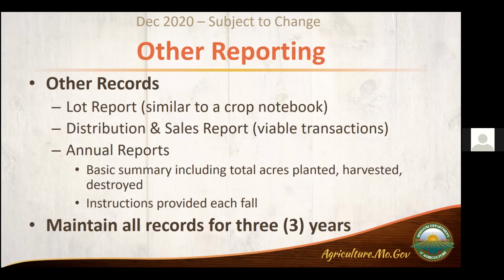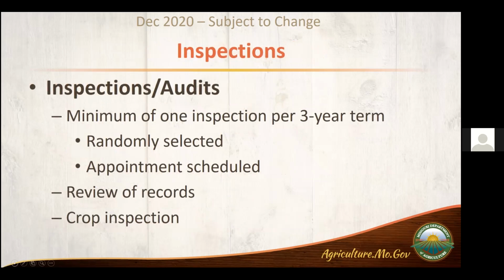Finally, as each season wraps up, all producers and permit holders must submit an annual report, one for each license. This annual report is a basic summary of your activities throughout the year. Instructions are provided each fall, and all license holders must maintain all records for 3 years, including these reports and more, as a requirement of your license. These records and reports that you are required to maintain will be reviewed upon request or inspection.